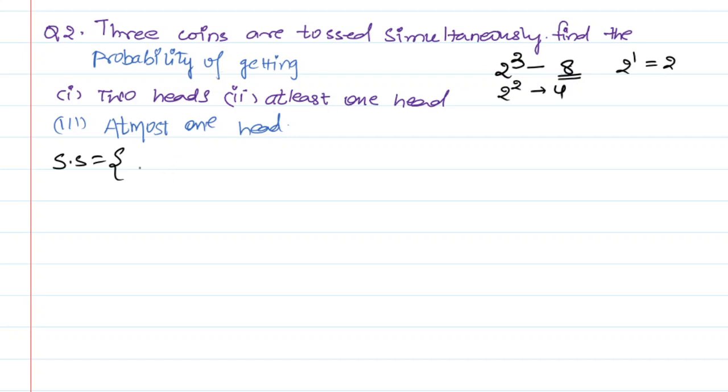But how do I write it? Let's see a simple trick. First of all, write down the sample space when you are going to throw 2 coins, that is HH, HT, TH and TT. Now I'm just going to prefix H everywhere. So HHH, HHT, HTH, HTT. So 4 sample points we have.